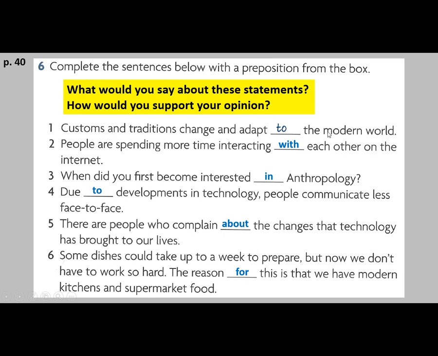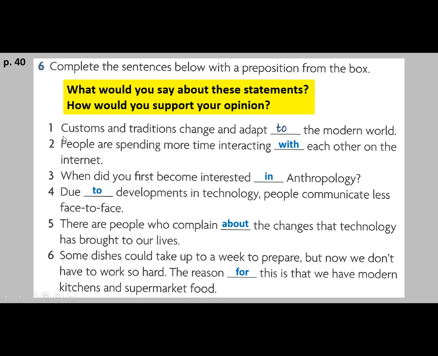I think this is true because if you think about the past, people used to spend more time together and they used to interact with each other more often. They used to interact face to face, but now in the modern world, many people see each other less often because they can use their mobile phones to interact with each other.